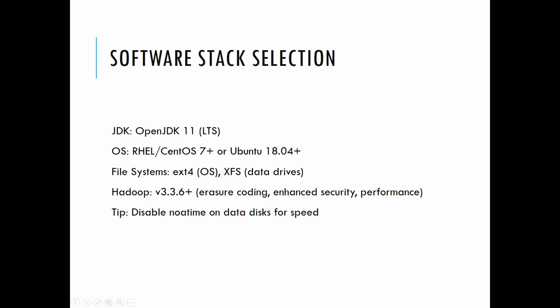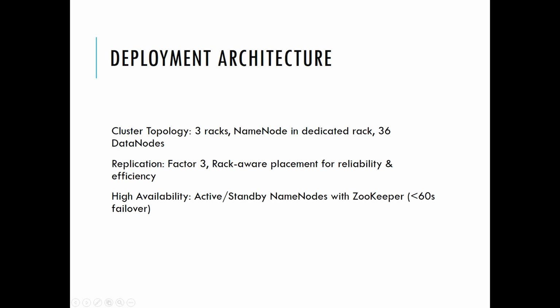For Hadoop itself, version 3.3.6 or newer is recommended to leverage critical features like erasure coding for storage efficiency, enhanced security, and performance improvements. A quick tip: disable the no timeout option on your data disks to prevent unnecessary write operations and boost speed. A robust deployment architecture ensures reliability and performance.